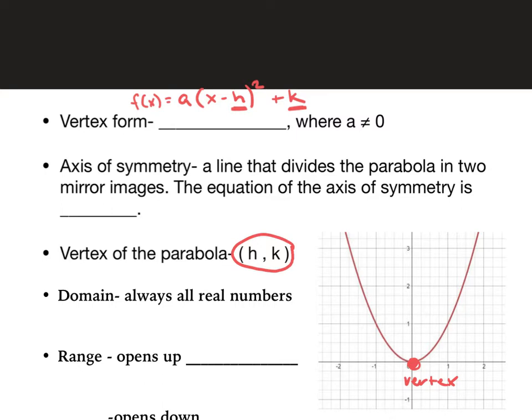Next we have our axis of symmetry, which is a line that divides the parabola in two mirror images. The equation of the axis of symmetry is x is equal to h. So our axis of symmetry goes right through the middle of our parabola, and the formula is x is equal to h. So it's always going to be a vertical line right down the middle. Symmetry means that it's equal on both sides. If something's symmetrical, it's the same on both sides. So axis of symmetry, we have the same parabola on both sides, same shape.